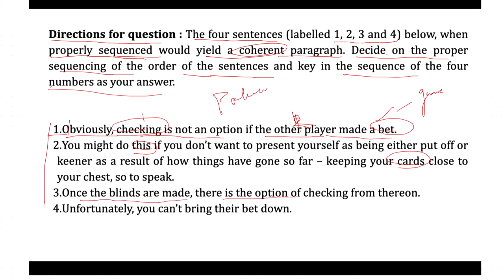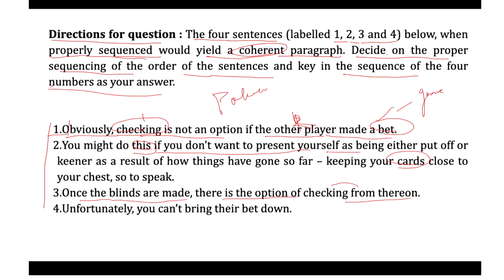there is the option of checking from there on. Now, this seems to connect with another sentence. If you say once the blinds are made, there is the option of checking from there on, then why would you want to check from there on? If you don't want to present yourself as being either put off or keener as a result of how things have gone so far, keeping your cards close to your chest, so to speak.